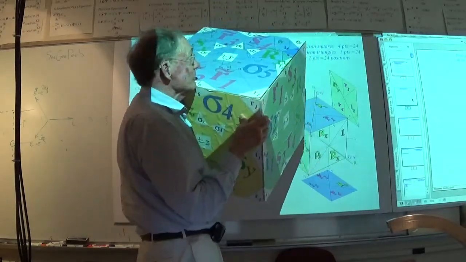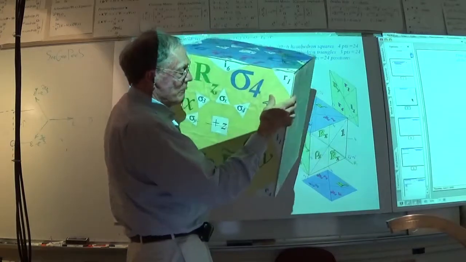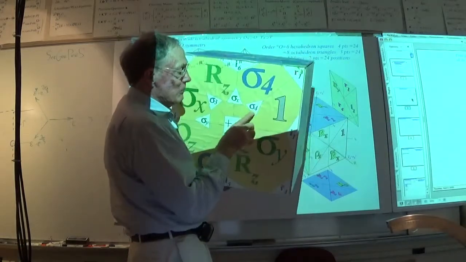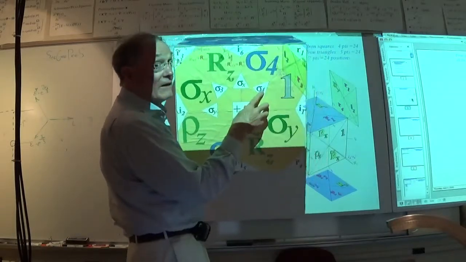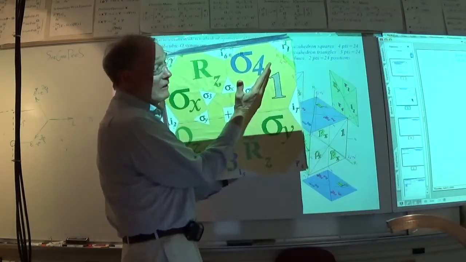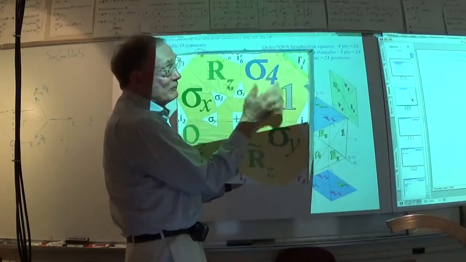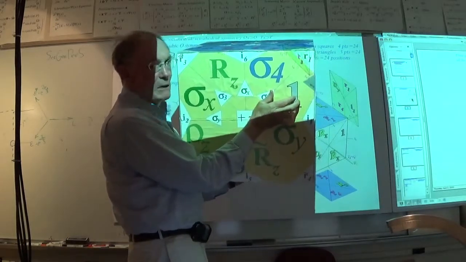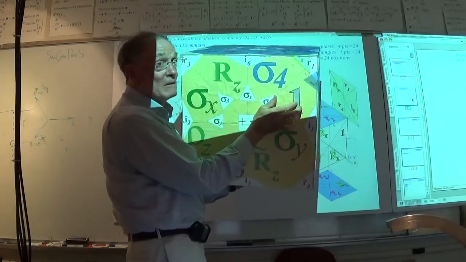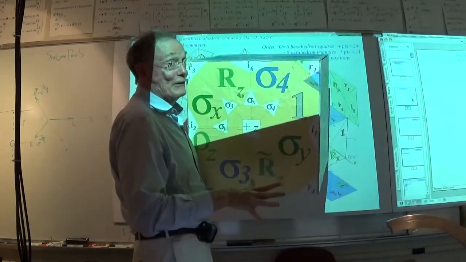Now later we'll see the reflections. They're a little bit easier. There's a plane going through here called the sigma 4 plane, right there. That's a mirror plane sticking out like this. And there's one sigma 4. That's what we had when we did C3V, remember? Instead of D3? So they're all here too.